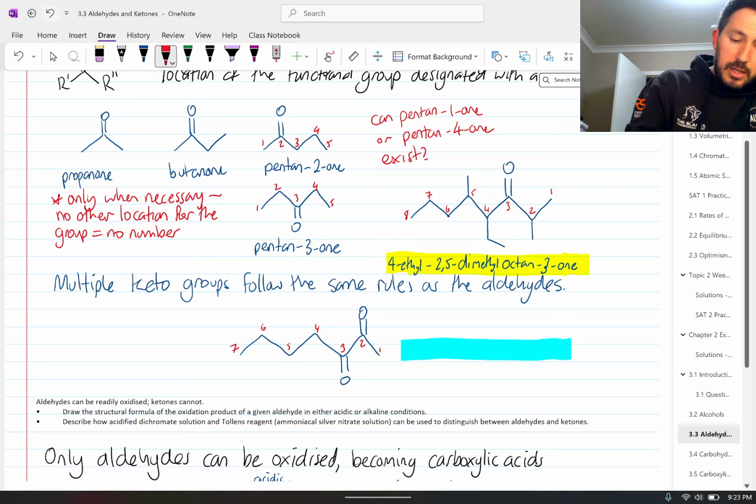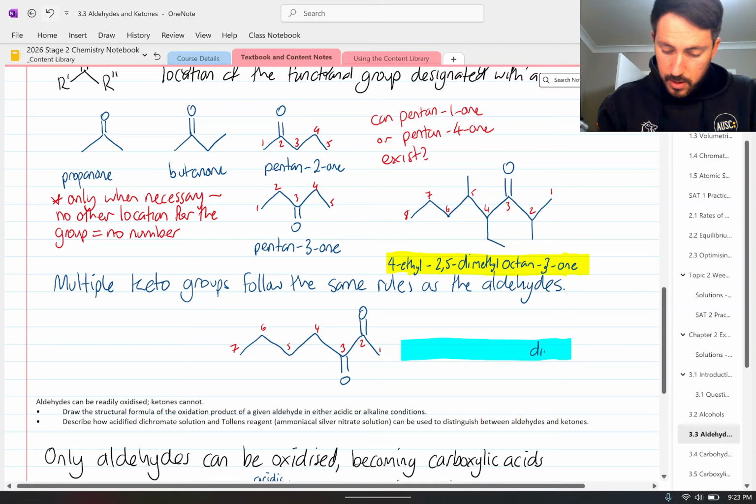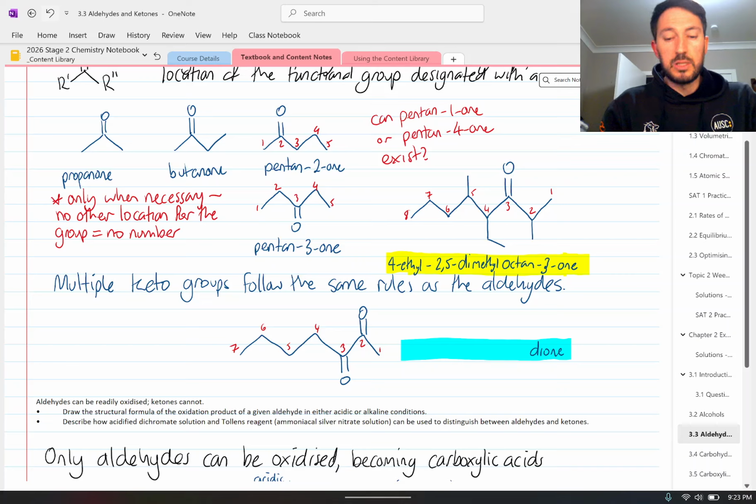So once we get to naming it, we know it's going to be a dione. Now, if we have dione, there's going to be 2 numbers. Again, it wasn't the same for dial, but that's because they were at the ends. For dione, we definitely need 2 numbers because these carbonyl groups could be on carbon 2 and 4, 2 and 5, 3 and 4, 4 and 5, 2 and 6. There's a number of options, so we have to be specific. It'll be 2 and 3.